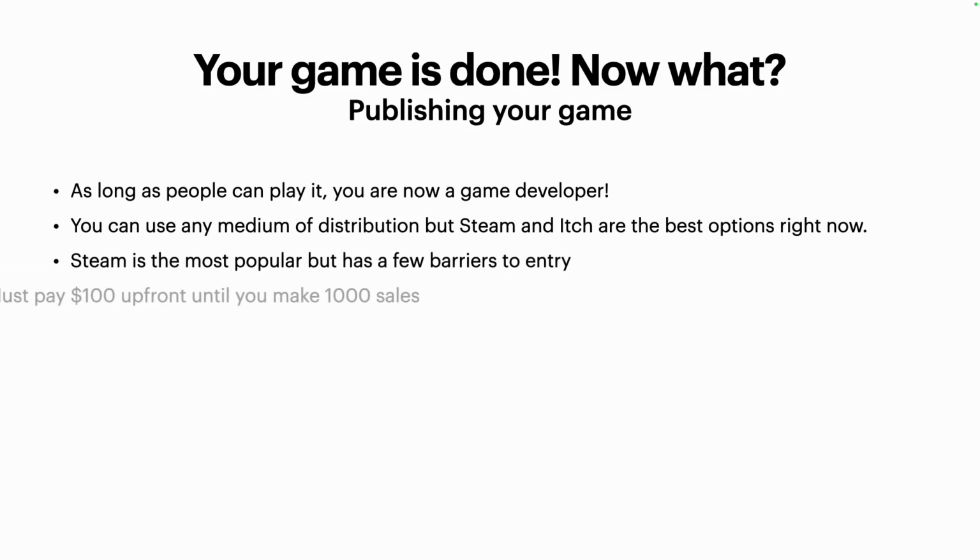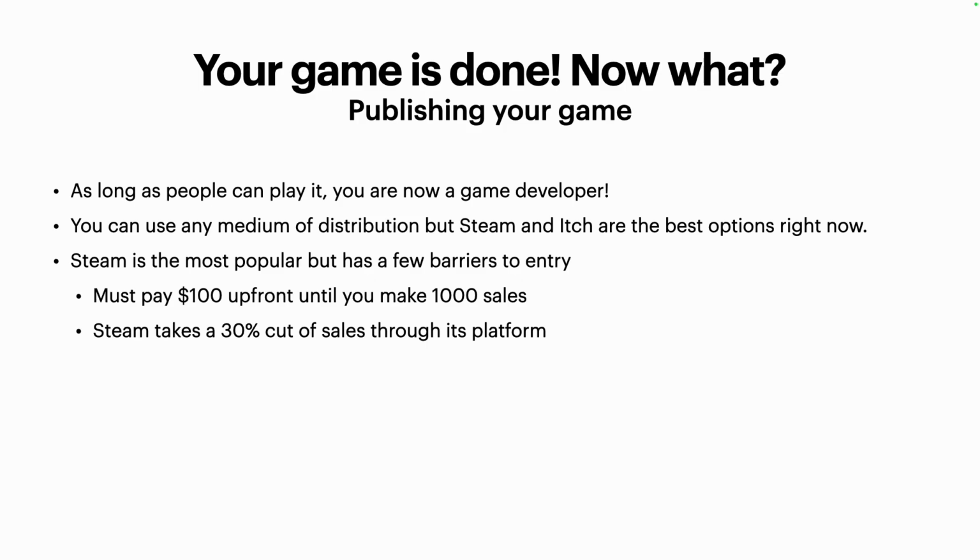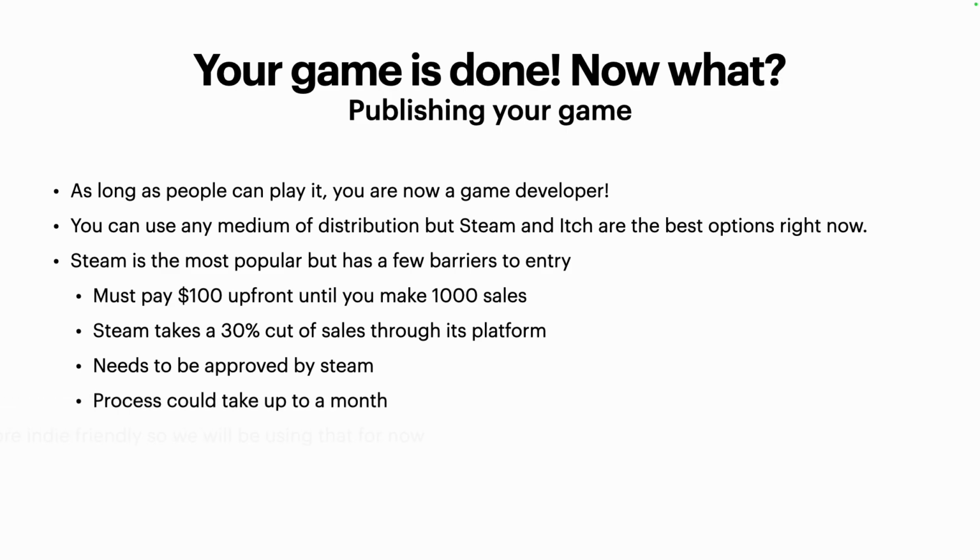Steam is the most popular, but has a few barriers to entry. First of all, you must pay $100 up front to get into Steam. But if you make 1,000 sales, it's either 1,000 sales or $1,000 worth of sales, and they'll give you your money back, which is pretty nice. Steam takes a 30% cut of all sales through its platform, and it needs to be approved by Steam. They're going to look at your game, download it, make sure there's no memory leaks or it's not a virus, and then they approve it, and this process could take up to a month.